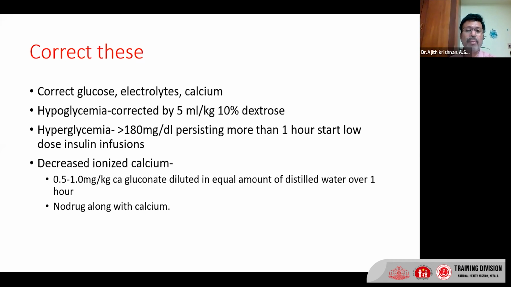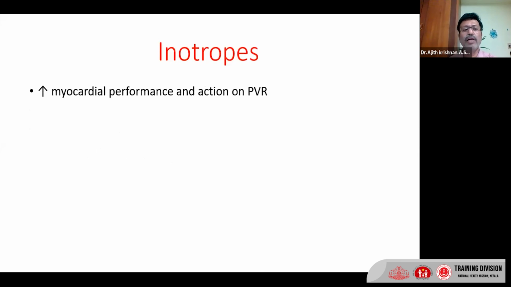If the ionized calcium is low, you can give calcium treatment. Now, regarding inotropes, how to go ahead with them. Inotropes increase the myocardial performance, and they also act on the peripheral vascular resistance. All inotropes have both these actions. If you increase myocardial performance, you will increase the cardiac output. If you are constricting the peripheries, you can increase the flow to the vital organs. Sometimes when there is increased peripheral vascular resistance, the circulation to some organs may be affected.